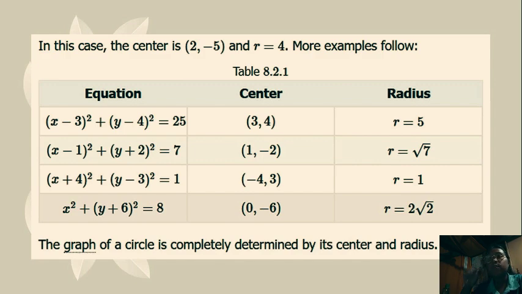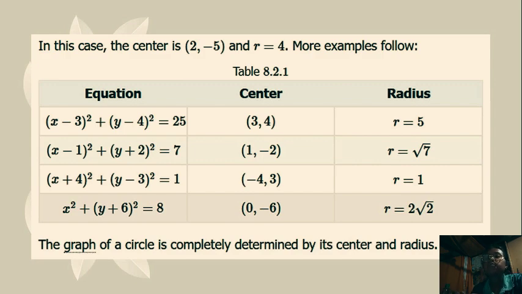And then for the second equation, the same process applies to get the center. The second equation, the quantity of x minus 1 squared plus the quantity of y plus 2 squared is equal to 7, has its center at positive 1, negative 2, since y plus 2 is rewritten in the standard form of a circle, which is y minus k.